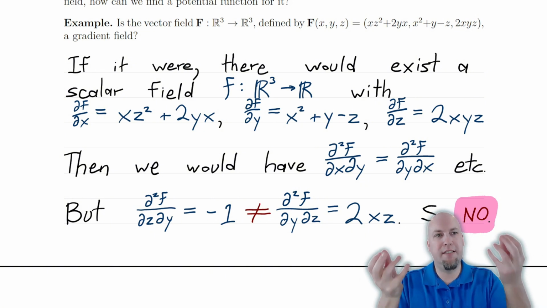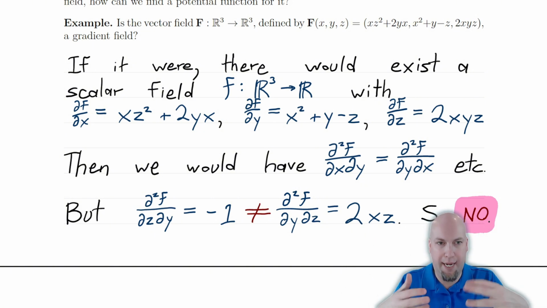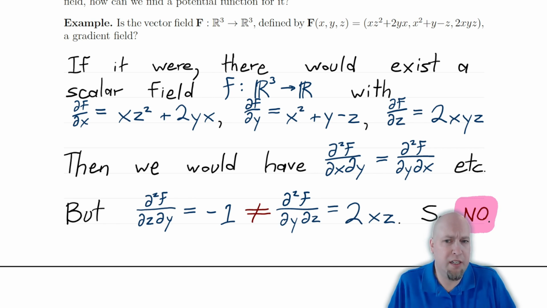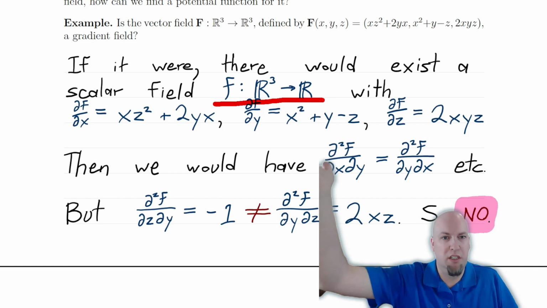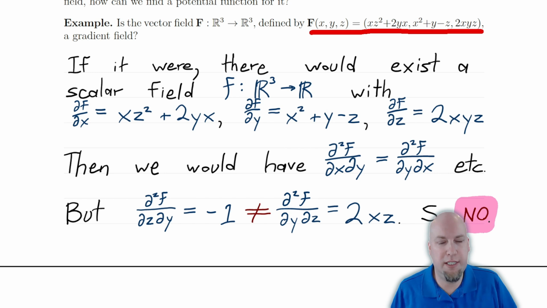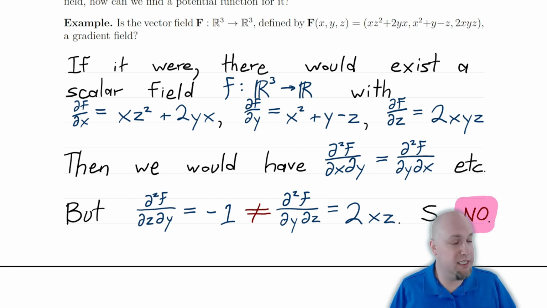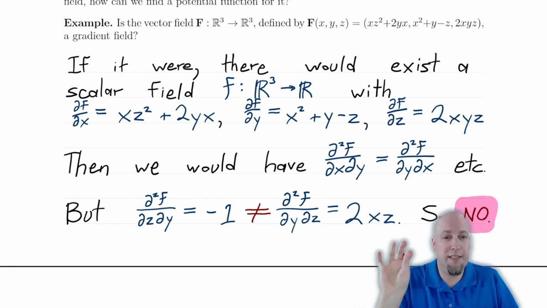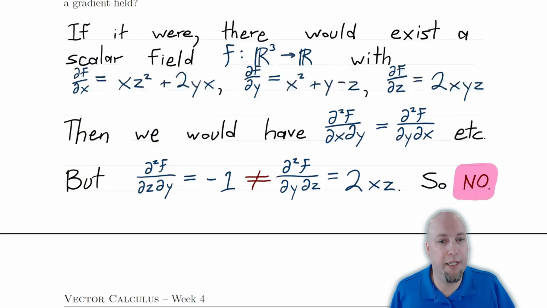Because some of the mixed partials don't match up how they would have to, we can conclude that this scalar field, this hypothetical potential function, just doesn't exist. None work. So our conclusion is that this vector field is not a gradient field. It's a fine and dandy vector field, but it's not this special type of vector field that we're calling a gradient field.